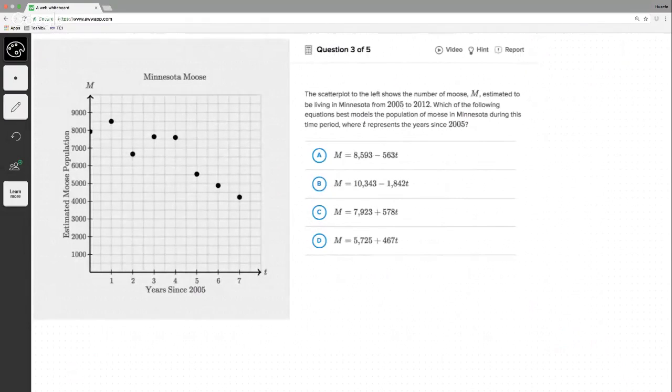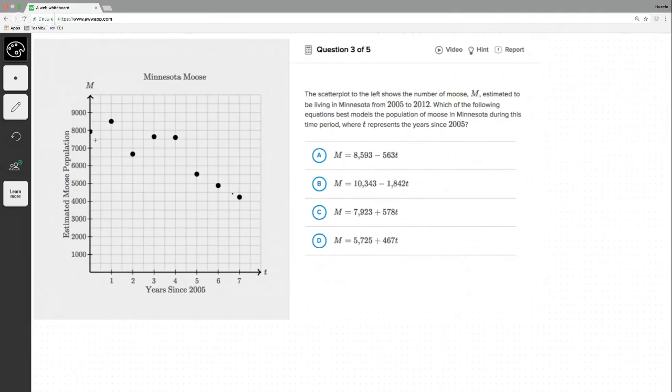The scatter plot to the left shows the number of moose M estimated to be living in Minnesota from 2005 to 2012. So this is a 7-year span down here, years since 2005. Which of the following equations best models the population of moose in Minnesota during this time period where T represents the years since 2005. Okay. This is a really messy graph because our line of best fit's not going to be that great. I mean, look at this data, it's all over the place, something like this.